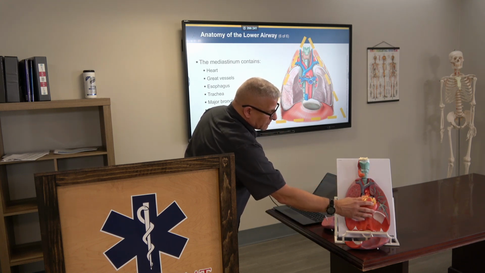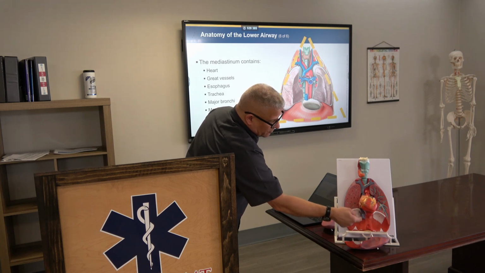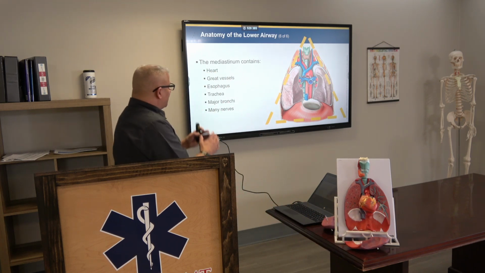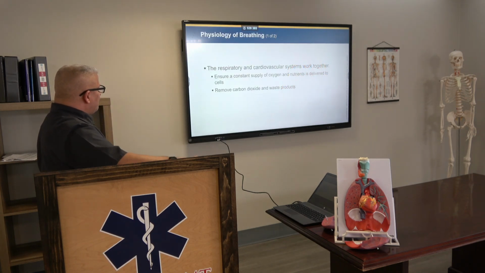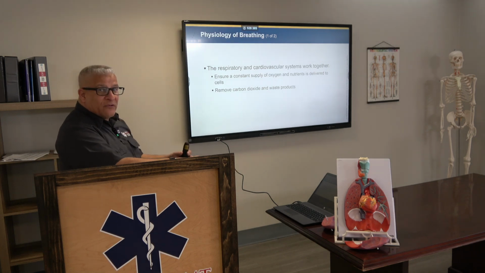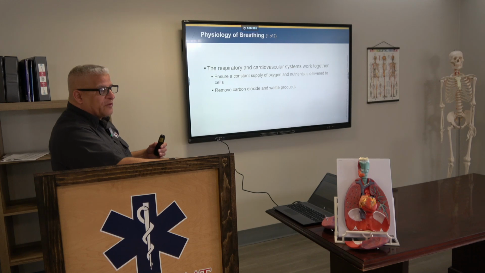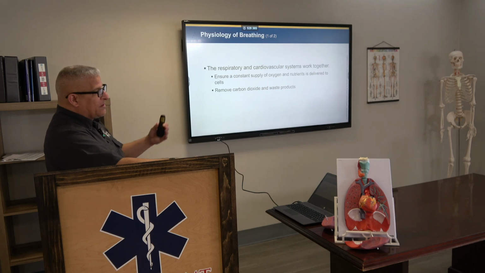Here's your heart sitting right there. You have the bronchi that break down into the lungs. You have your vena cava. You have your aorta that splits off, and then the nerves run down the middle. So that is located in the mediastinum. That's the center of the thoracic cavity. The respiratory and cardiovascular systems work together to ensure a constant flow of oxygen and nutrients gets delivered to the cells. And they're also responsible for taking the waste product and the CO2 away from the cells so we can exhaust it from the body.